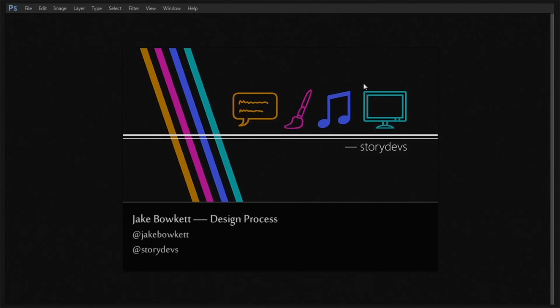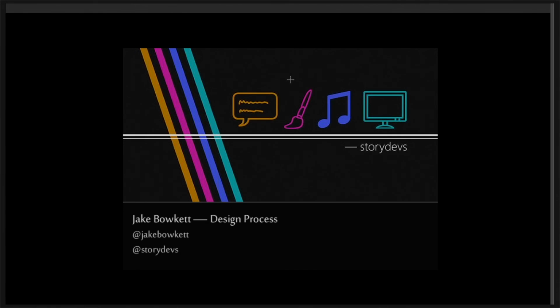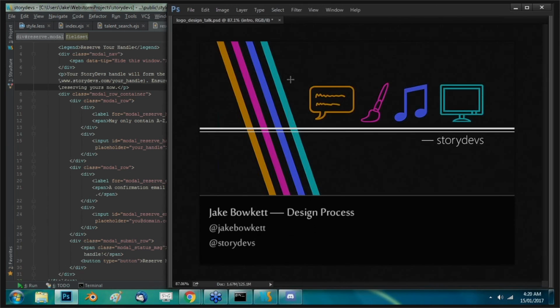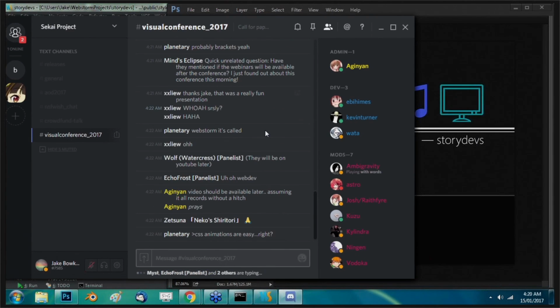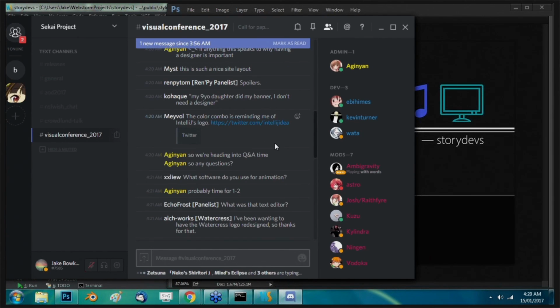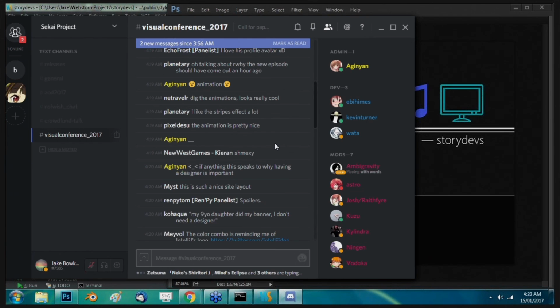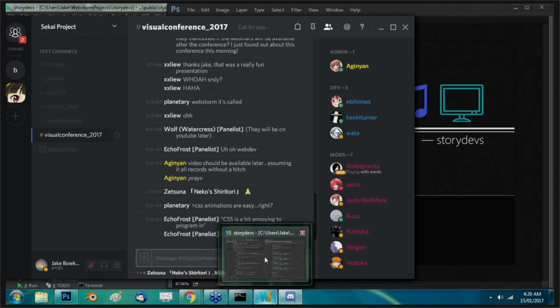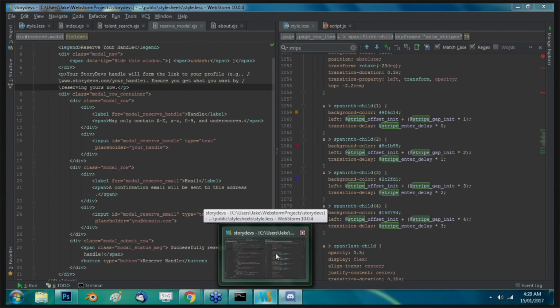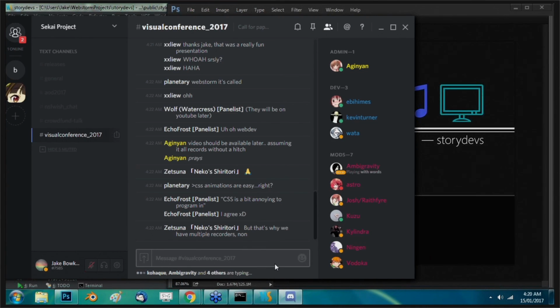I should probably be looking at the Discord actually. All right. Okay. Someone asked what text editor you were using. Just then I was using WebStorm, which is by JetBrains. Cool. All right. And so that's about it for time.